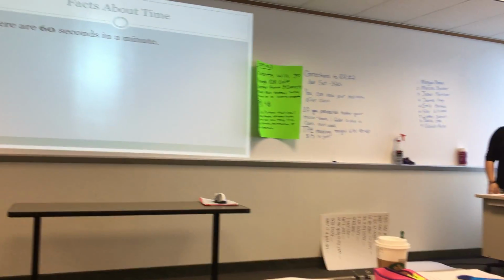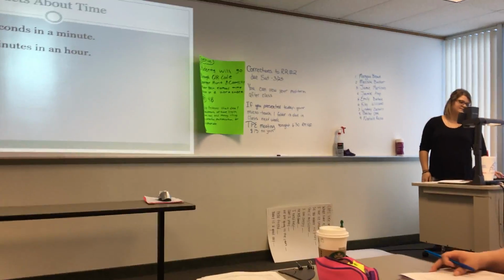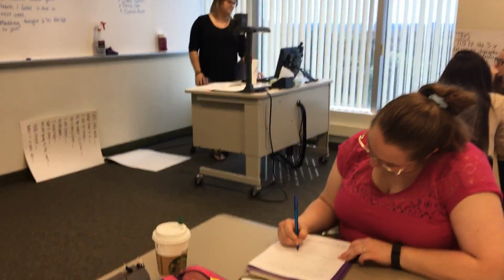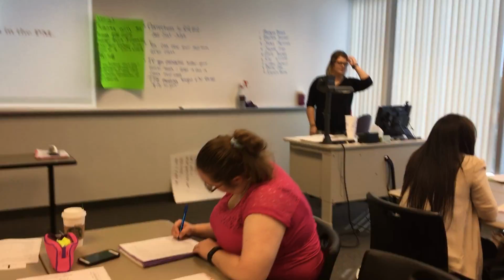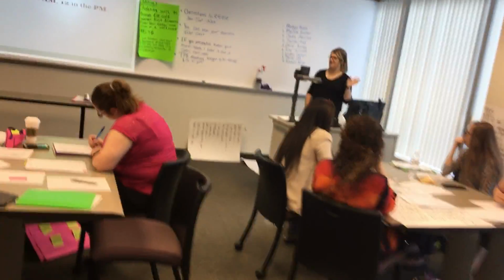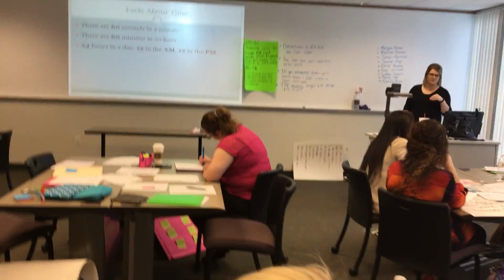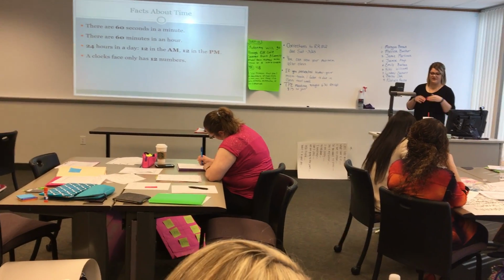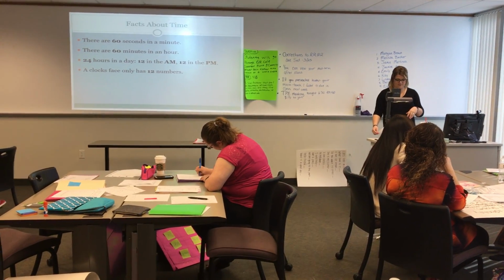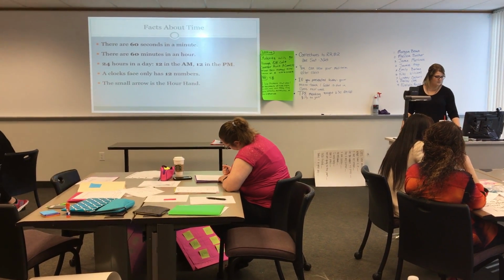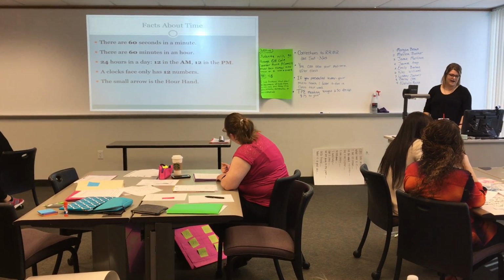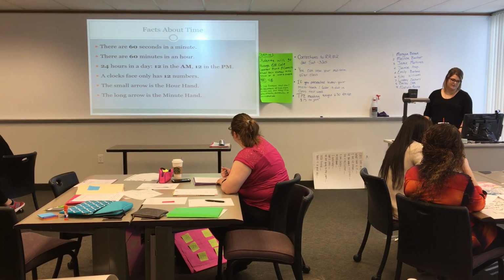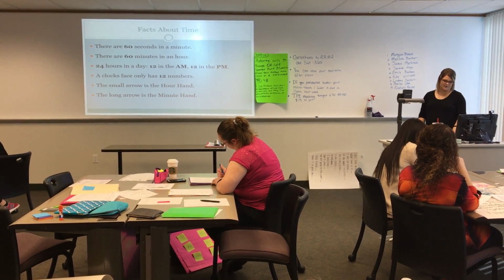There are 60 seconds in a minute, 60 minutes in 1 hour. There's 24 hours in the day. There's 12 in the AM, which is the morning, and 12 in the PM, which is night. A clock's face only has 12 numbers on it. The small arrow is the hour hand, and the long arrow is the minute hand.